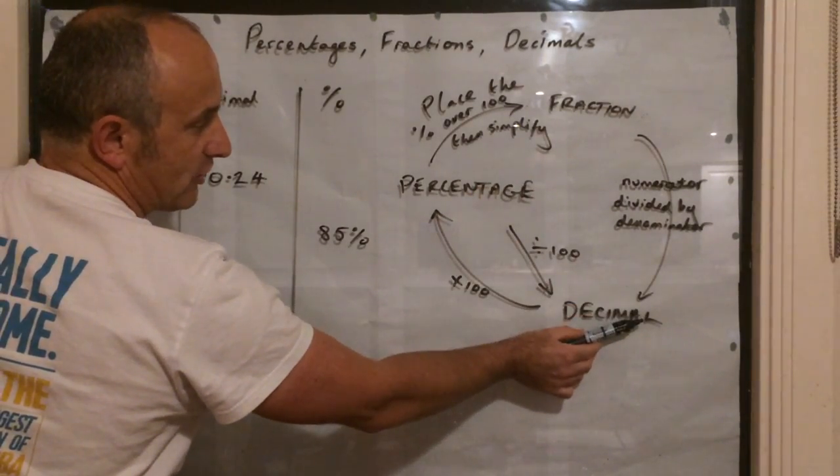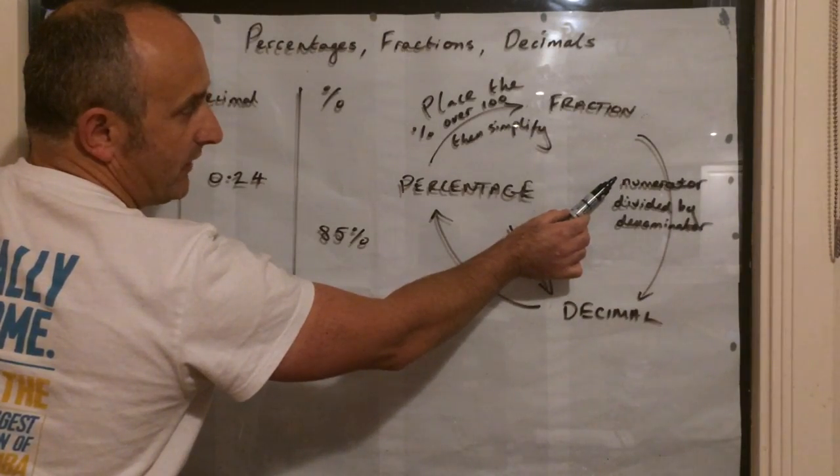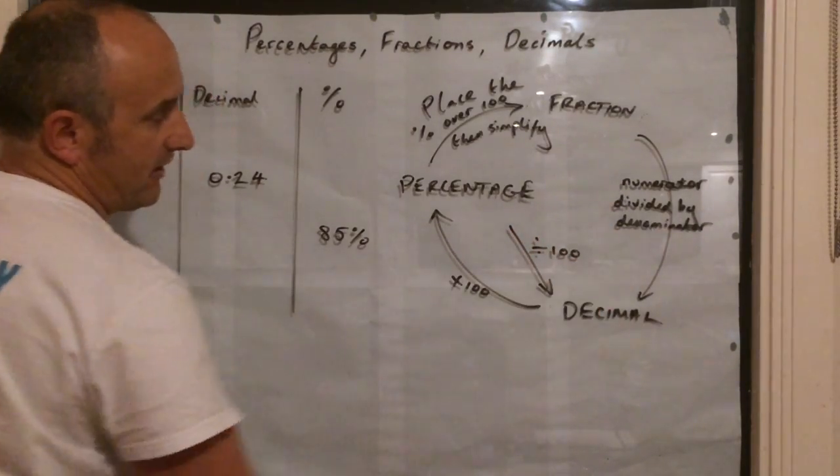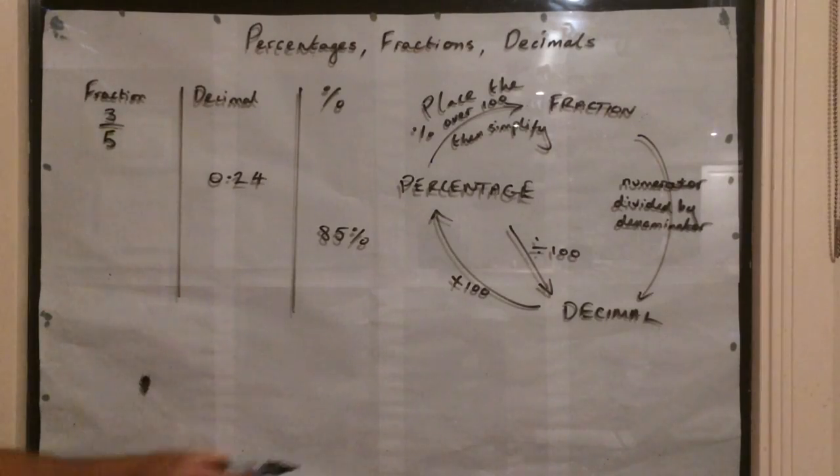How do we change a fraction to a decimal? We do the numerator divided by the denominator. So we do the numerator divided by the denominator, and we can just put that in our calculator.